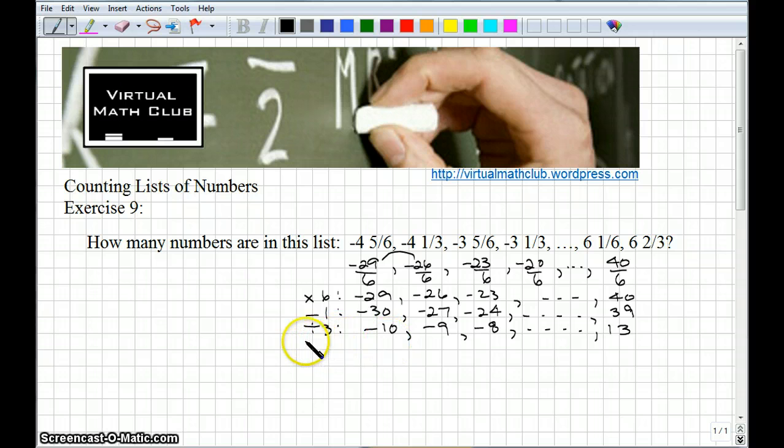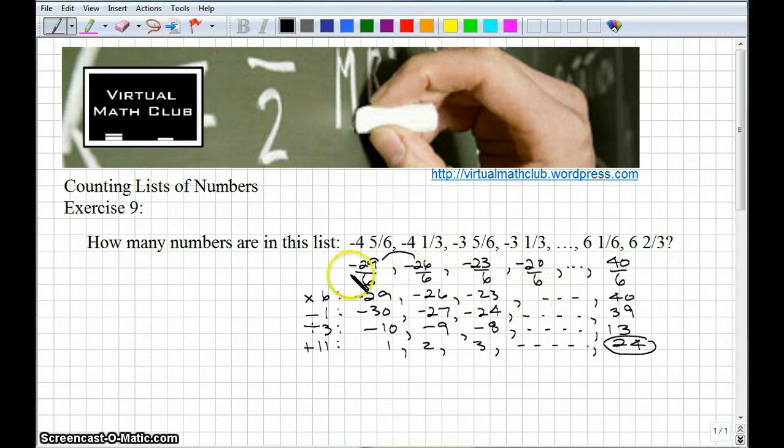So let's just make this into a list that starts with 1, and then we'll have a list of counting numbers. So if I add 11 to all these numbers, I'll get 1, 2, 3, all the way up to 11 plus 13, that's 24. Okay, and 24 is our answer. So there you go. That was a little messy. That was a bit harder than the other ones.